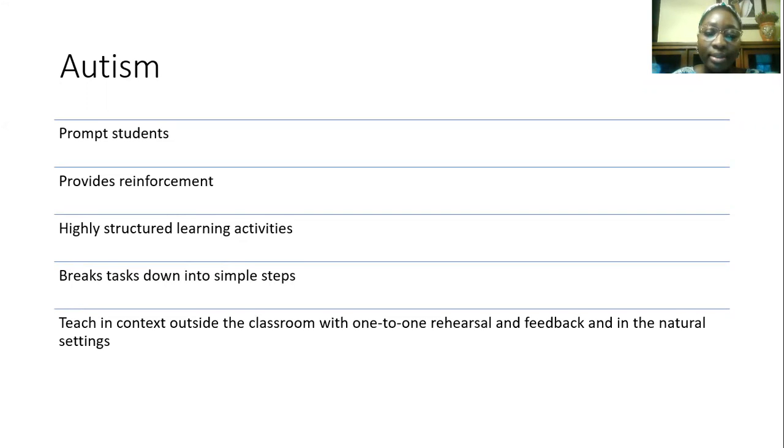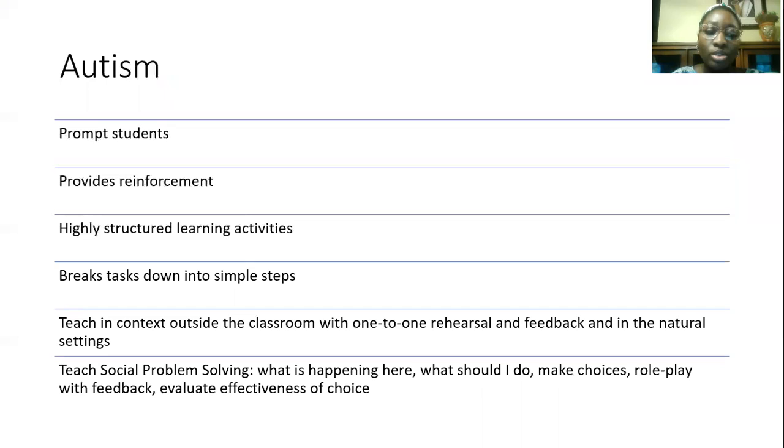Also teach in context outside of the classroom, with one-to-one rehearsal and feedback in a natural setting. And that is just a tutoring session, so it's really good. You also have to teach them social problem solving. So what is happening here? What should I do? Make choices. You can role play with feedback and evaluate the effectiveness of the choice.